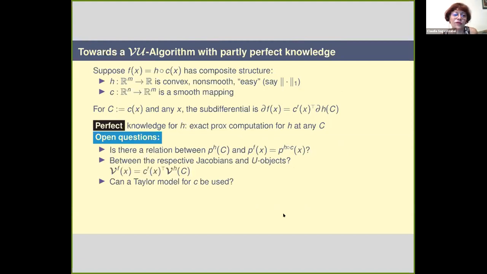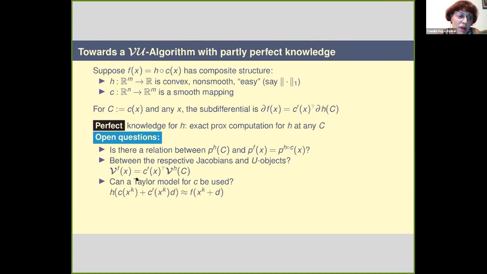So I don't have answers for these, except some ones. We were studying for some time with Leo Shuai Liu, who came for a postdoc, was a student of Andrew, came to Brazil. And then there are some relations. We know that the v-subspace of the function can be defined from the v-subspace of the h function, just by pre-multiplying by the Jacobian transpose of the smooth mapping.